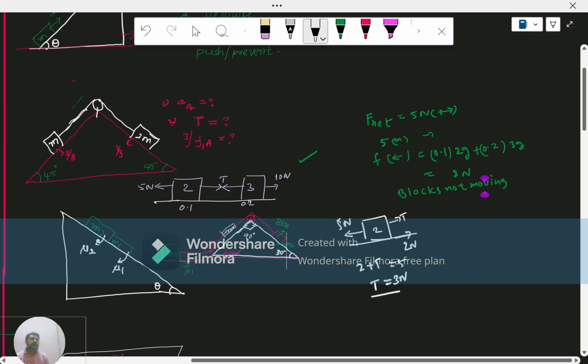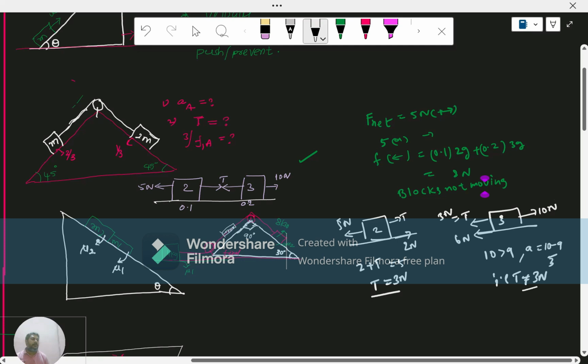Now apply this on the 3 kg mass: T is equal to 3 newtons. So this is T, 3 newtons, and 6 newtons here, 2 into 3, 6 newtons. And here 10 newtons. So now the 3 kg is getting acceleration. See, 10 is greater than 9, right? So acceleration is coming here. So acceleration is equal to (10 minus 9) by 3. That means T is not equal to 3 newtons.